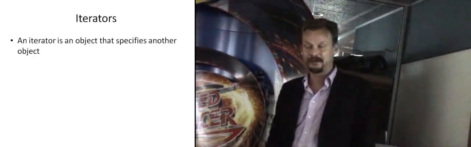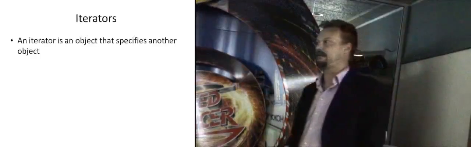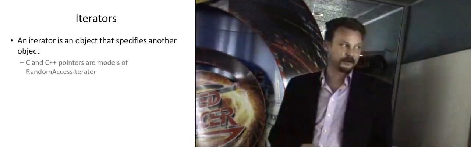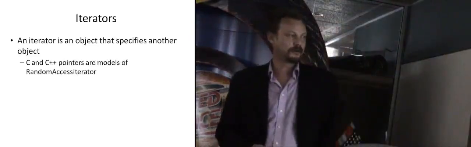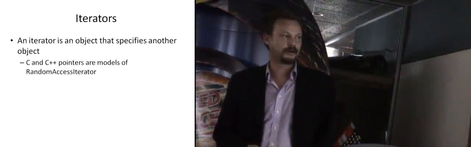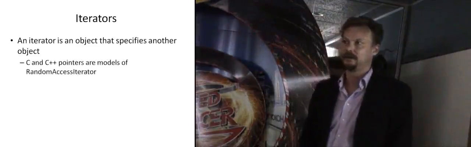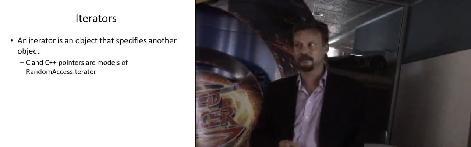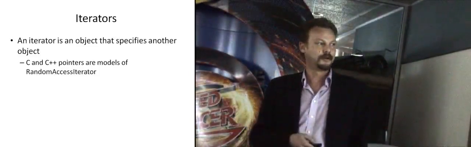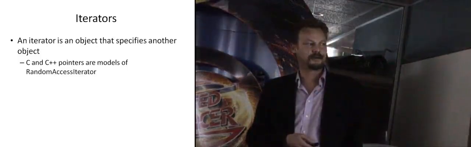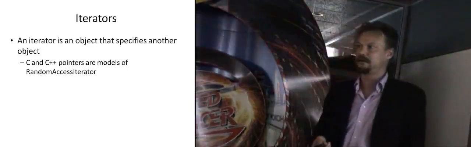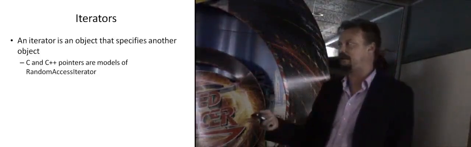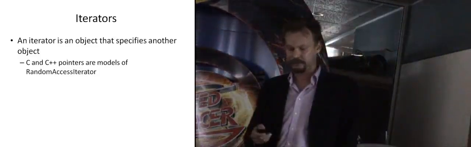An iterator, fundamentally, is an object that specifies another object. There's a conceptual hierarchy of iterators, at the top of which C and C++ pointers are actually models of random access iterator. And this is a quite well-defined and non-trivial concept. I'll get into concepts in a moment, but people should understand that a C++ pointer is an iterator in the lingo of STL. And every time you see an iterator in STL or something requires an iterator, you can always use a C++ pointer.